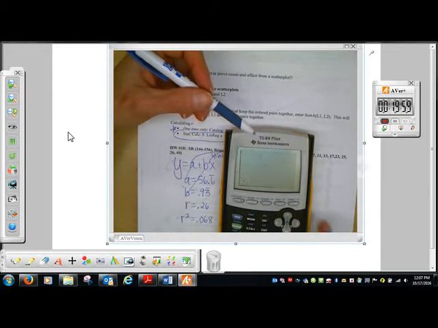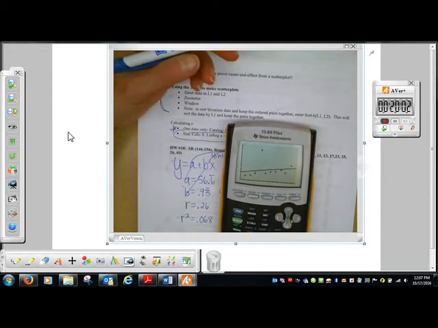Now if you hit graph, it'll give you both your scatter plot with your line on it, and then you can sketch that on your paper. So that should be something helpful.